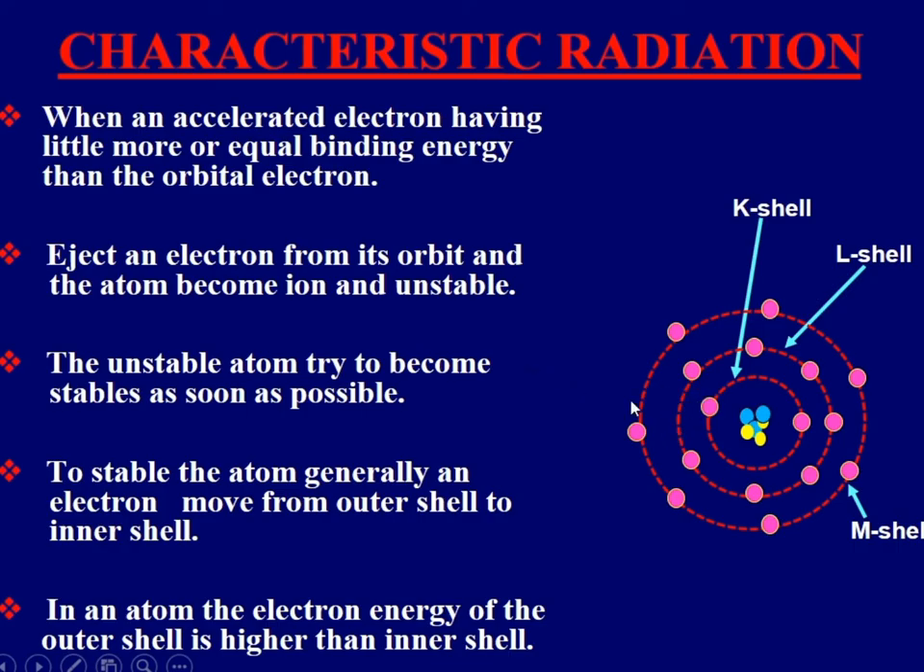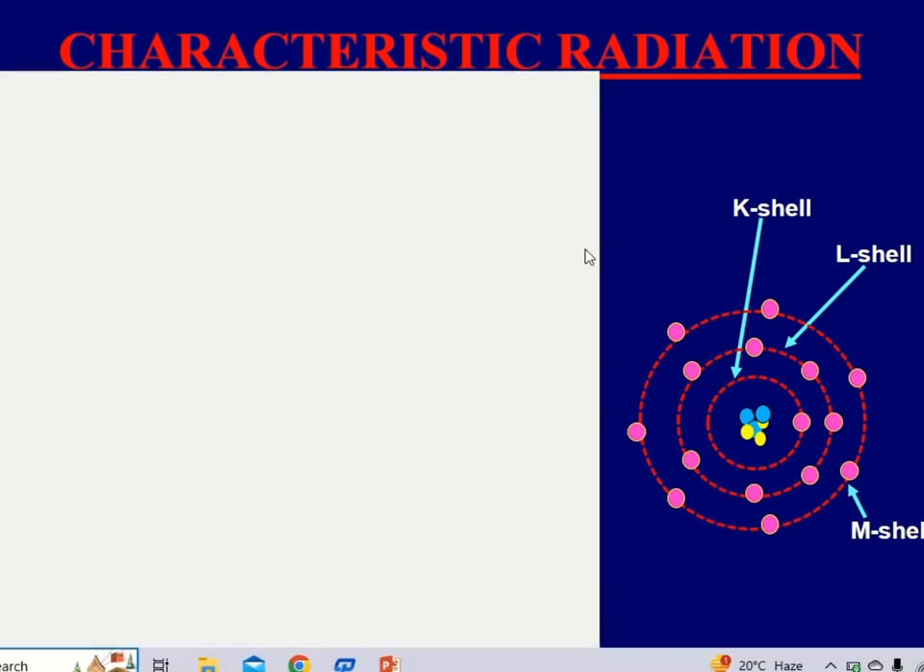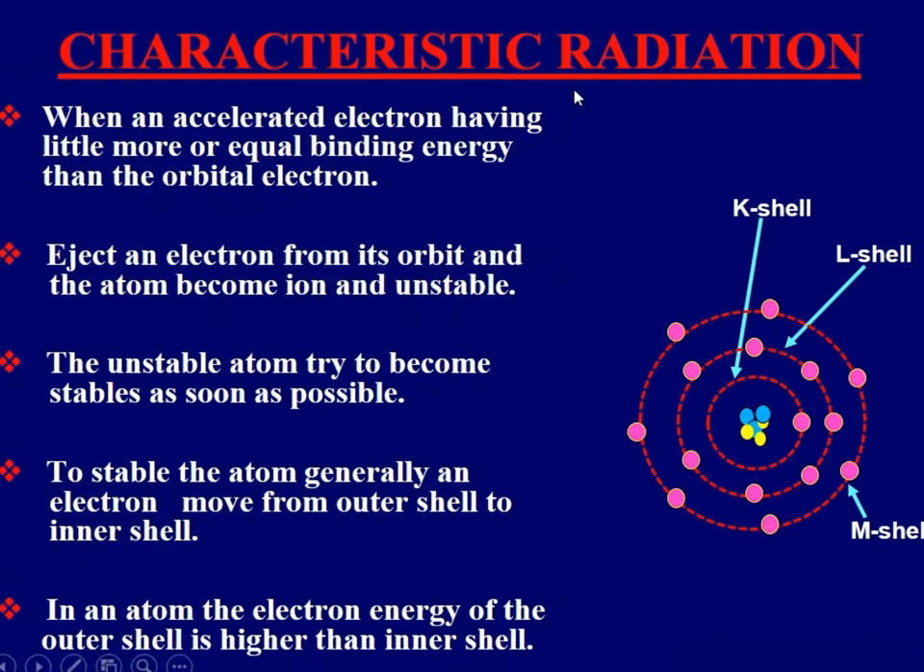This accelerated electron strikes an inner shell electron, meaning a K shell electron. This K shell electron gets excited because the accelerated electron gives energy to it, and the inner shell electron is ejected out from this shell because it has gained some energy. Now some instability has been created, a hole has been created. So what will happen? An outer shell electron will try to fill this vacancy.